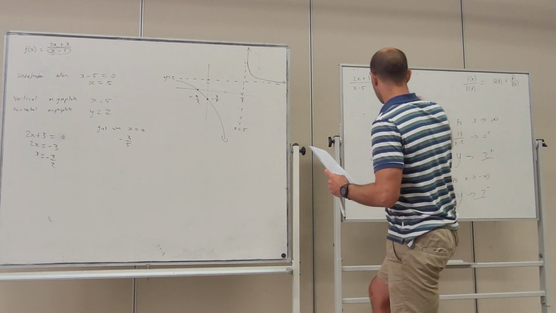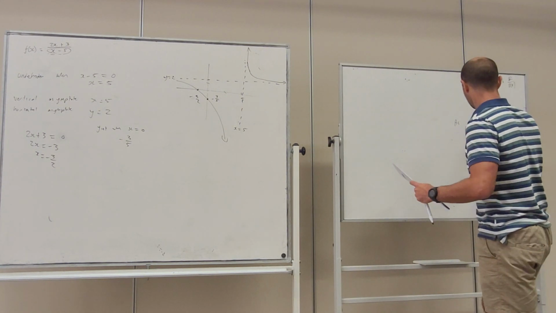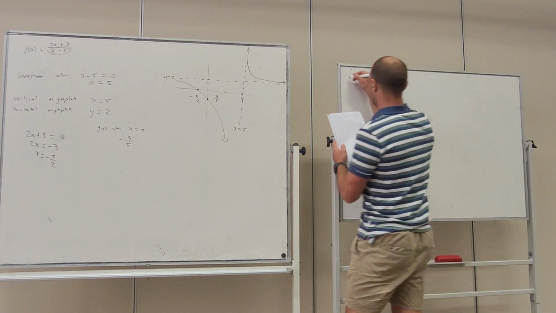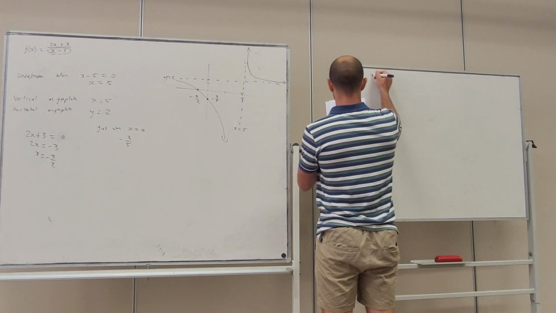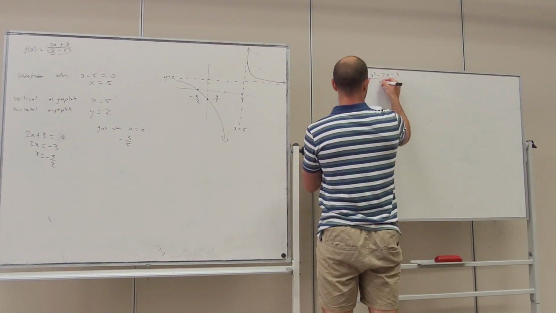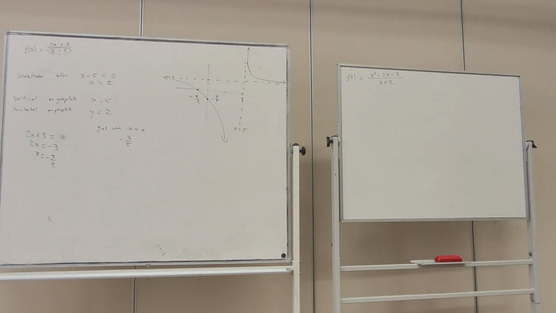So we have the function (x squared take 2x take away 3) on top of (x plus 2). Find the asymptotes and discuss their behaviour near them.